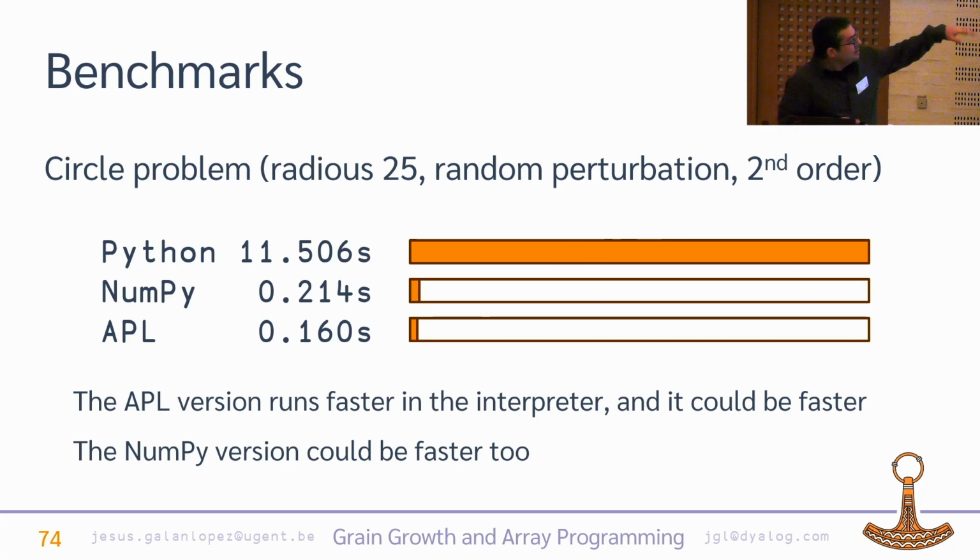Don't take this too seriously, because I'm not really trying to find the maximum performance. The APL version could be faster, and if you run it in the interpreter, it's faster, but I'm quite sure the NumPy version can be much faster too, and you could use these kinds of things, and then it will be much, much faster. But what is important here is that we are in the same ballpark. We can reach a good performance. Yeah, those are more or less the results we have.